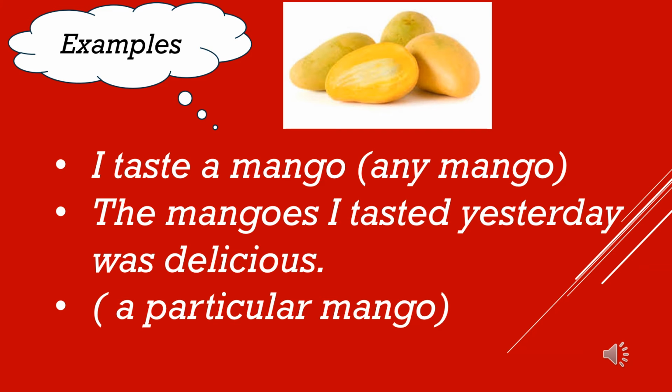Let's understand with examples. Students, you can see first example on the screen. When we talk of a particular person or a thing, we use the. Students, I have already discussed with you when we talk of a particular person or a thing, we use the. For example, I taste a mango. Students, it can be any mango. So we are saying a mango.